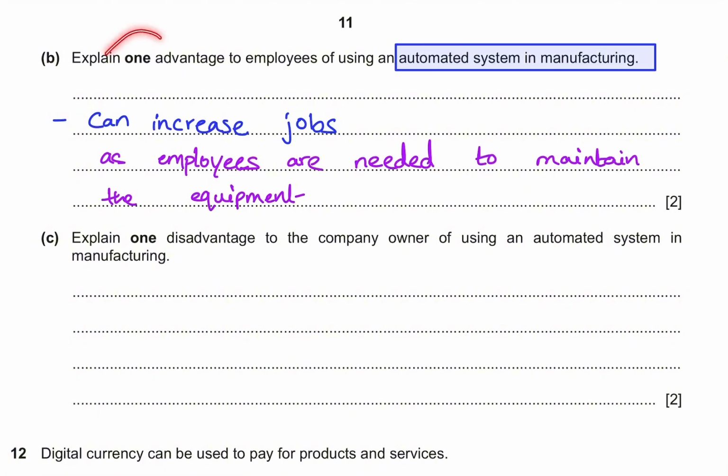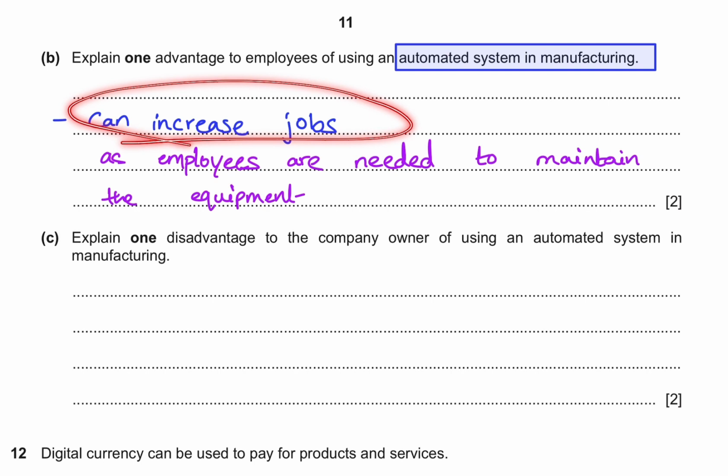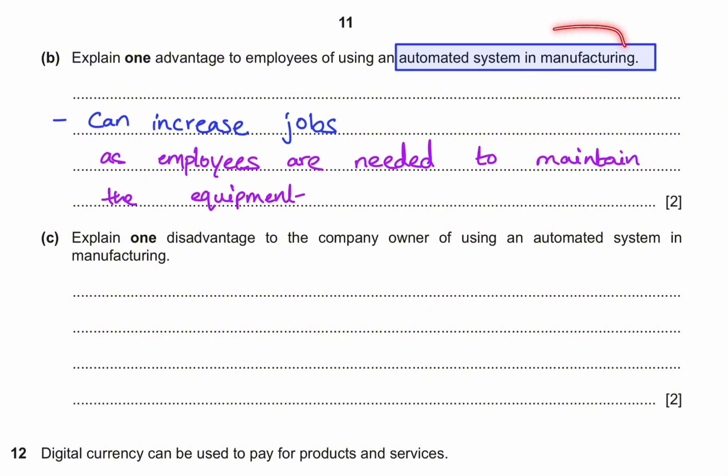The next question was, explain one advantage to employees of using an automated system in the manufacturing. An automated system in the manufacturing can increase jobs. This is one advantage. You could also say that it increases safety. It means that the workers do not need to go into dangerous areas to collect the data. But the point I wrote here is that it increases jobs, because employees are needed to maintain the equipment. For an automated system, all the manufacturing talks about machinery. So to maintain the equipment and the machinery, we need employees.